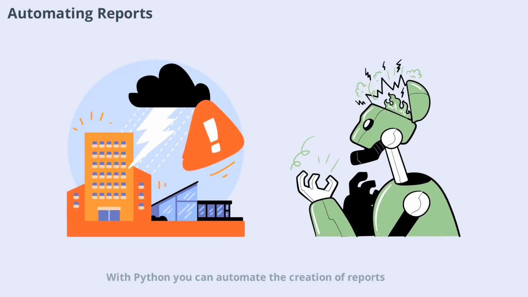With Python, you can automate the creation of reports. This means you can generate summaries, charts, and tables automatically, saving you time and ensuring consistency. Automation is especially useful when you need to produce regular reports or handle large amounts of data.